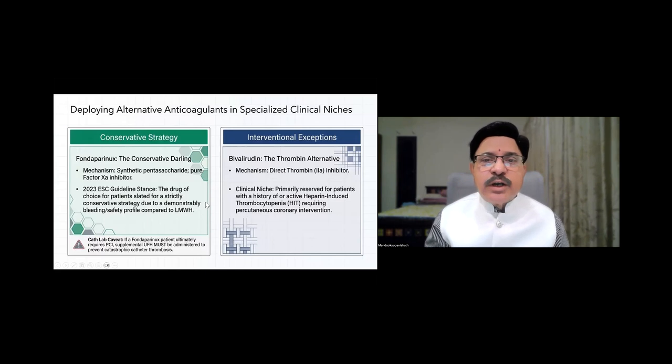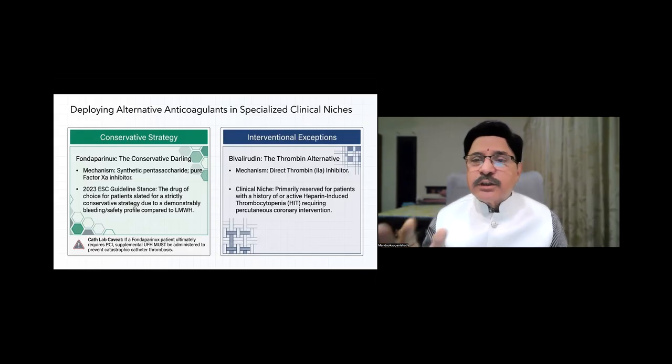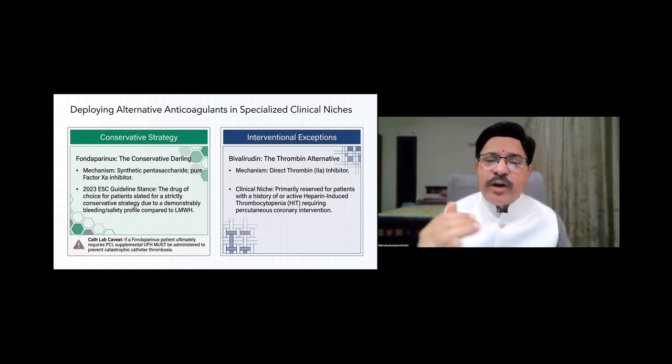Now, conservative strategy, interventional exceptions. Fondaparinux is a newer drug. It's a conservative darling, a synthetic pentasaccharide, a pure factor 10A inhibitor. Guideline stance is conservative therapy. You can use fondaparinux in the cath lab, but if you want to use it, you must give unfractionated heparin before putting the catheter. Then, interventional exceptions: bivalirudin. This is a thrombin alternative, a direct thrombin inhibitor. Bivalirudin and fondaparinux are special drugs to be used with discretion.